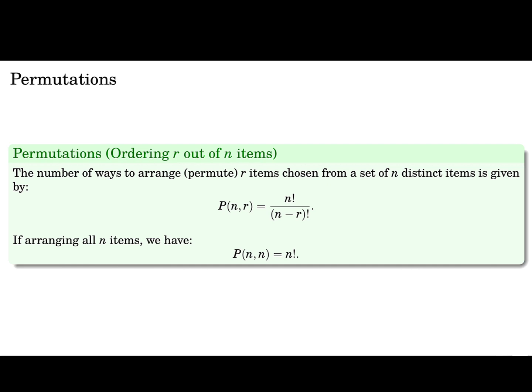And of course, if you arrange all the items, so if you choose all of them, then the n minus n here cancels out, and you just get that it's n factorial, which again is the number of ways that you can permute n objects. So the main idea here is that we use permutations when we are selecting objects and the order matters.